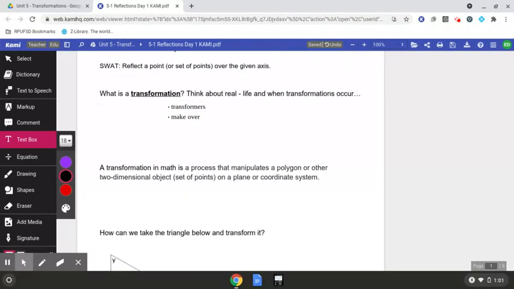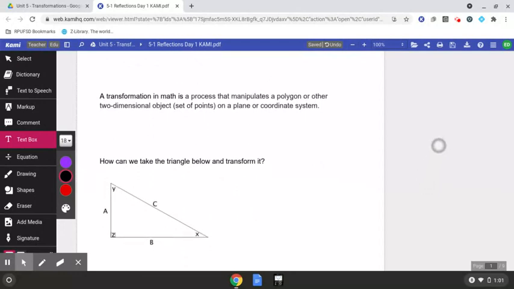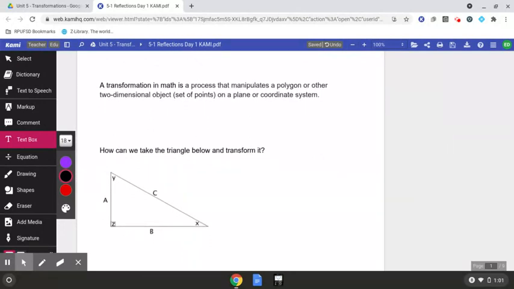So a transformation in math is a process that manipulates a polygon, which is just a shape, or any other two-dimensional object, a set of points on a coordinate plane or coordinate system. So if we think about this triangle below, how can we take this and transform it?